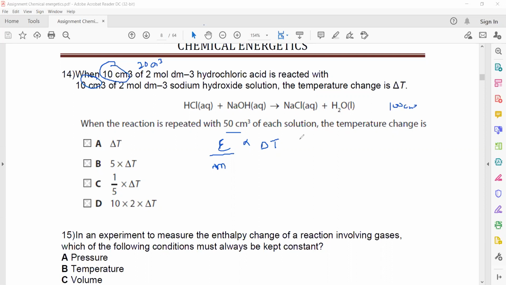Now if 100 cm³ is the volume of solution, the mass of the solution will also be 100 grams. So compared to 20 grams, now it is 100 grams. So the mass is increased by 5, and the temperature change should decrease by 5. So due to the change in the mass, the temperature change decreased by 5. But the energy and temperature change are directly proportional. What about the amounts? When you check the amount of solution, it also becomes 5 times.